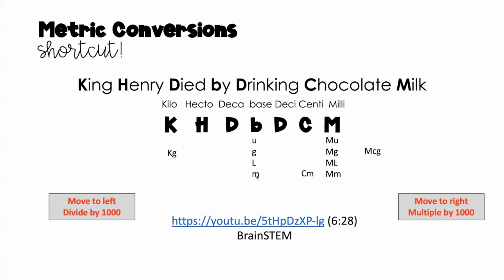and the base unit of liters. So again, when we think about the base unit of grams, if we want to go to kilograms, we have to go to the left, which means we have to divide by 1,000. Now, if we want to go to milligrams, we're going to go to the right and we have to multiply by 1,000. Now, if we want to go from milligrams to micrograms, we have to multiply again by 1,000. So this is just a nice way to think about which direction you need to go, depending on what unit of measure you're looking for.